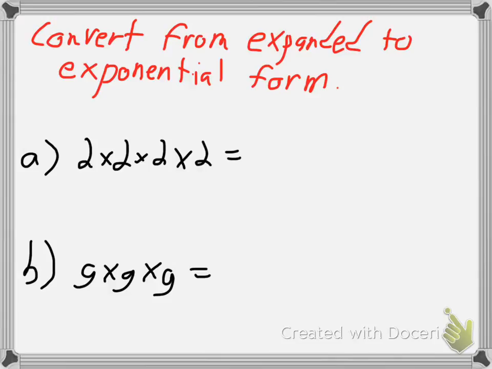Okay, so for these examples, I want us to convert from the expanded form to the exponential form. So those are words you're going to be seeing. Expanded just means it's written all out as multiplication. When we have exponential form, that means we're writing it with exponents.